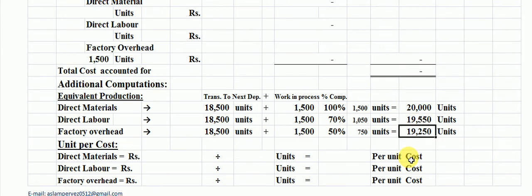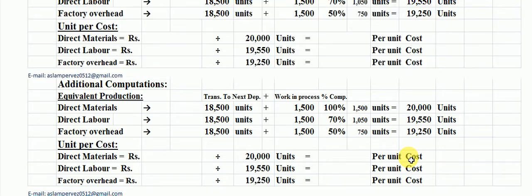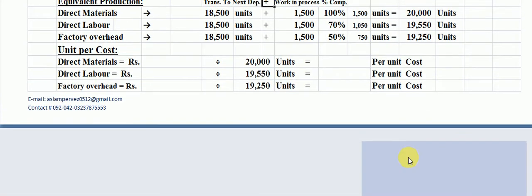Now we put these units in here so that we find the per unit cost with material cost, direct labor cost and the factory overhead cost. Students, 20,000 units here, 19,550 units here and 19,250 units here.